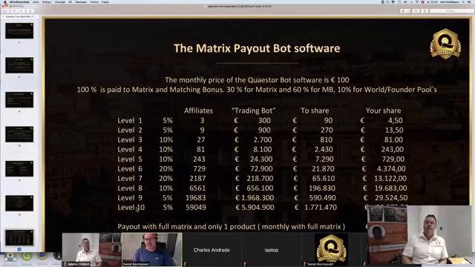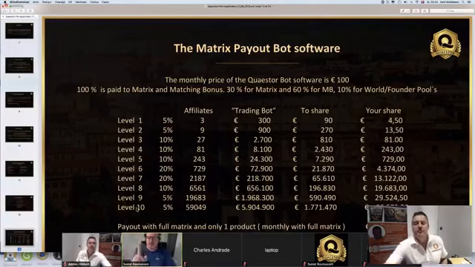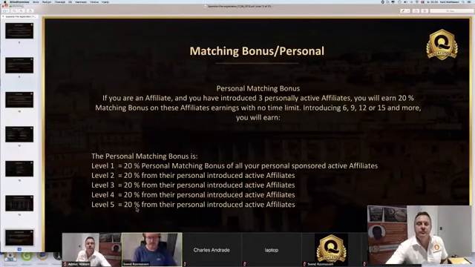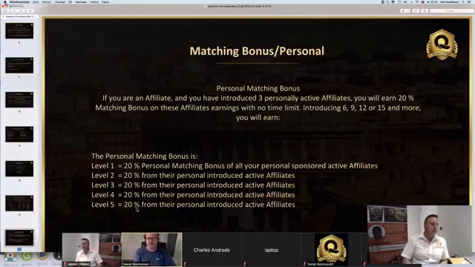Now that is the matrix. Try to look at the number below the matrix, 885,000 euro. That is actually the amount that goes into the two pools on these numbers. Why is that so high? Because every single time someone buys a bot at 100 euro, 10 euro goes directly into those two pools. I'm going to get back to that in a minute. First, I'm going to tell you about the matching bonus, because that is paid on the matrix income.